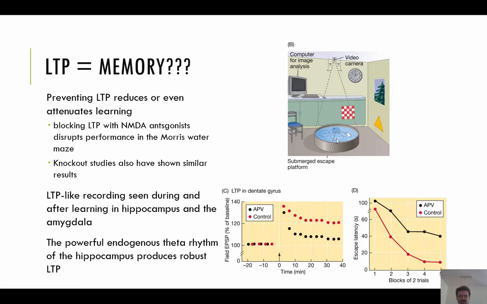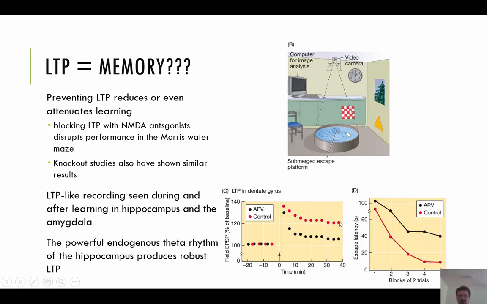Now, if you put the rat in repeated trials, after a while it swims directly for the platform. There's some type of learning that's taking place. And you can see that by these red dots here. Over time, the rat learns better and better. Now, the rats that demonstrate that learning also have great LTP as seen by these red dots here.